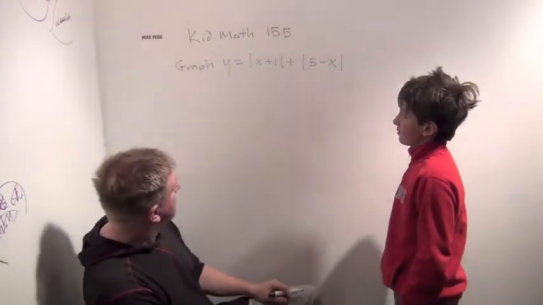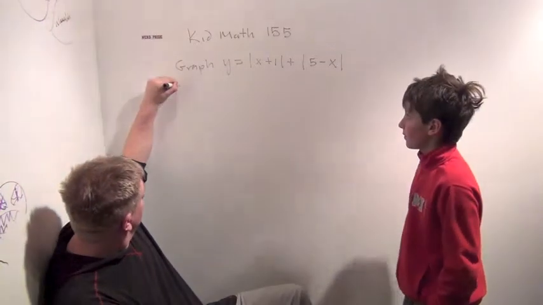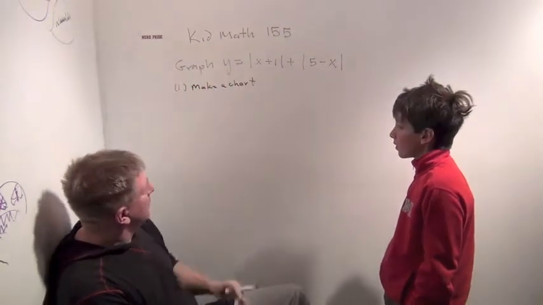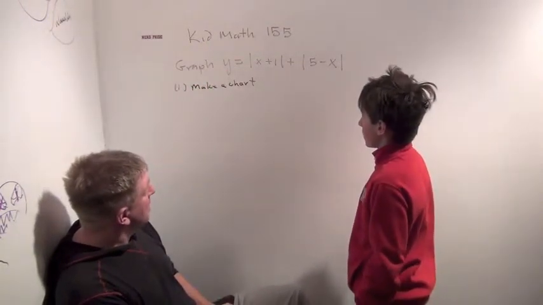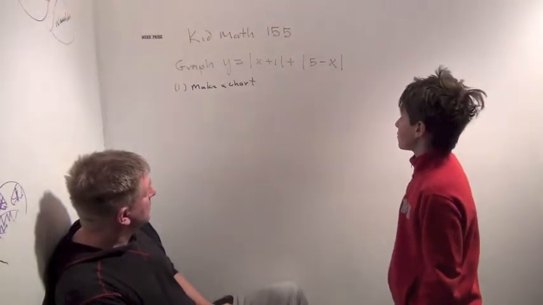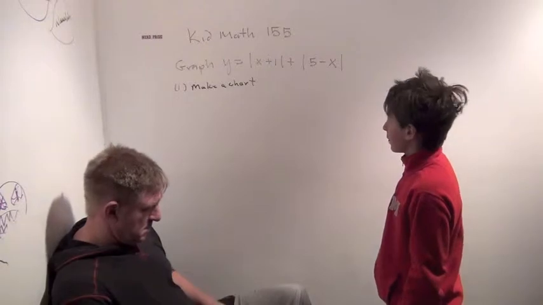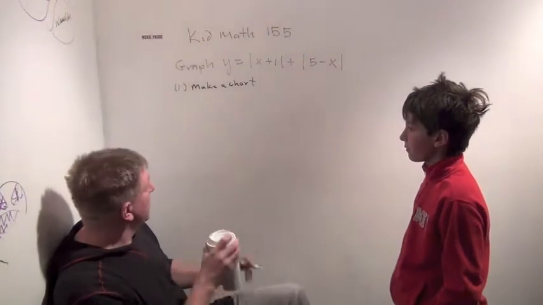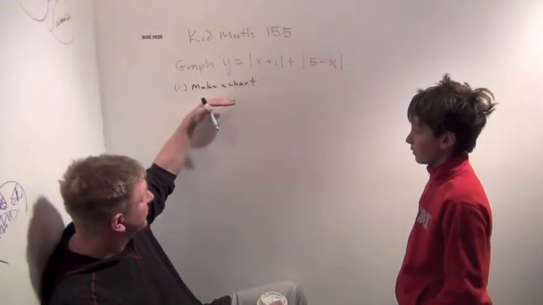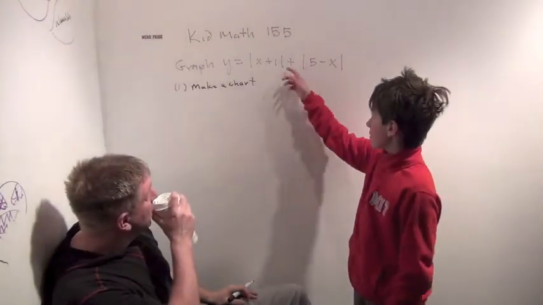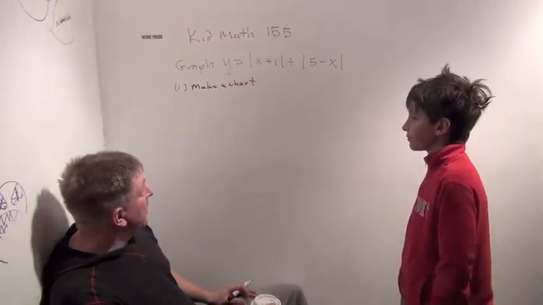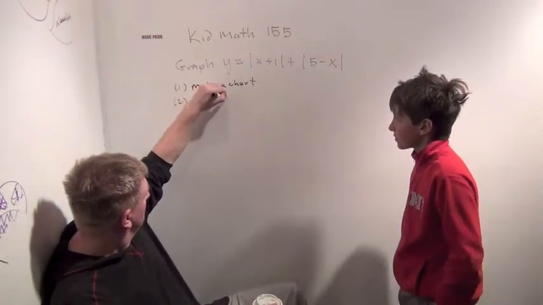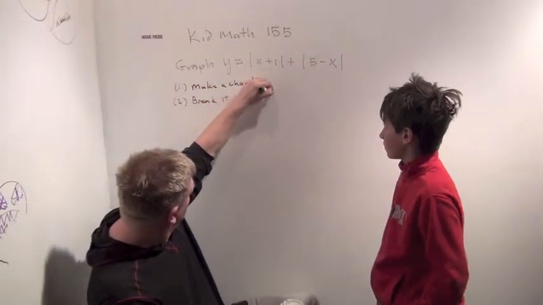We could make a chart and see what the values of these two smaller functions are. We could say for values of x bigger than 5, x between 1 and 5, and x less than 1. Making a chart is definitely one way to do it. What's another way to do it? You could graph these two and see what they look like. Why is that a useful way to do it? Because once you graph, you can sum up the points. Okay, so let's do that.